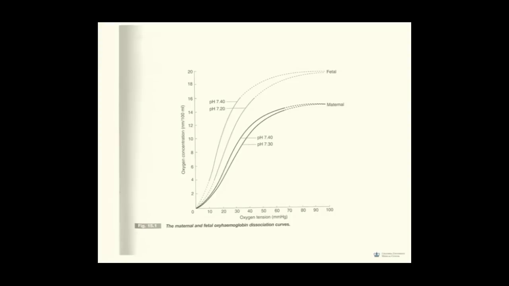So let's see. 13 on the baby, let's say the pH is somewhere between 7.2 and 7.4. What's the oxygen concentration in baby when the oxygenation is equal to mom's oxygenation? Closer to like 30, right? So baby can actually have the same oxygen content as mom at a fraction of the PO2.